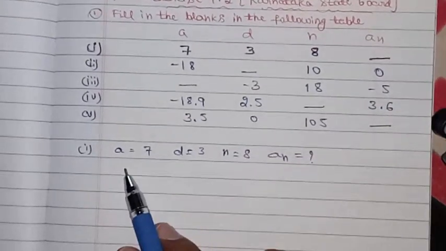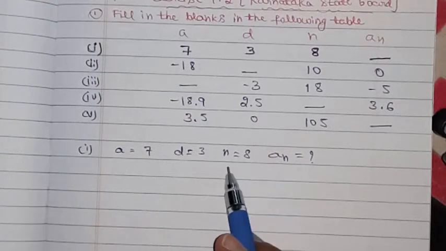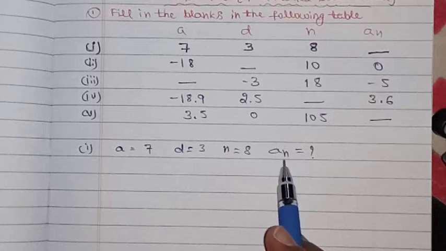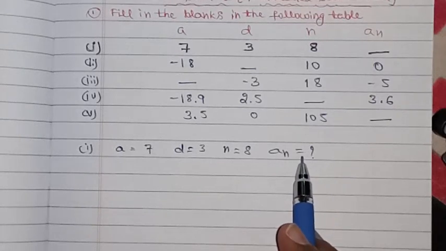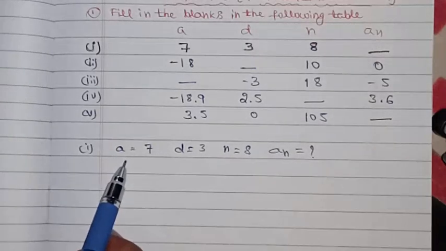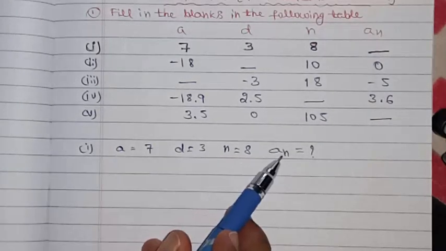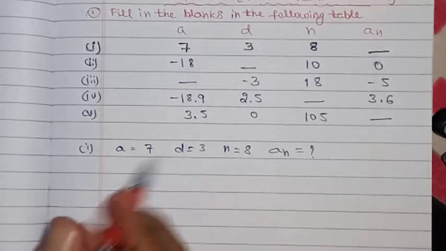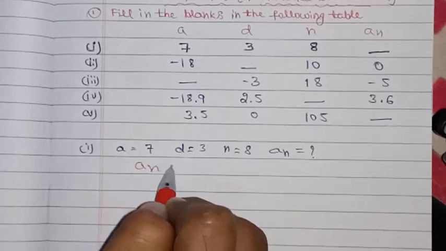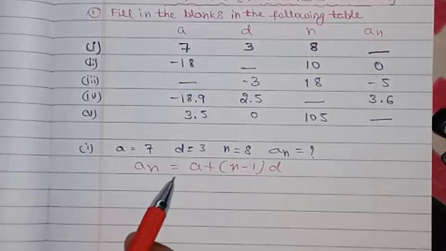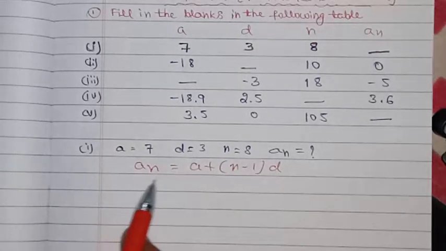Now children, how to solve this? It's a simple problem, children. You need to write down the formula, apply the values, the data, to the formula, and simplify it. That's it, children. Okay, now here they have given a, d, n. You need to find an. Now what is the formula to find the nth term of an AP? an is equal to a plus (n minus 1) into d. This is the nth term formula, right, children?